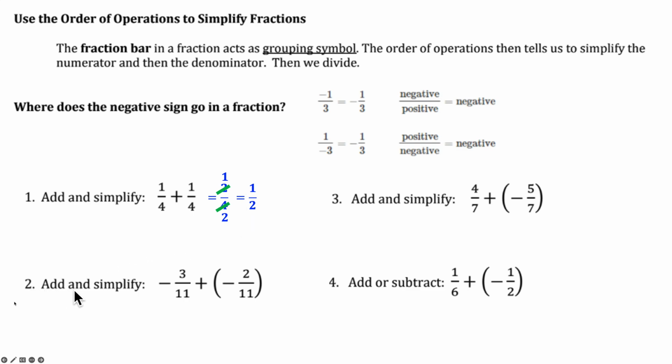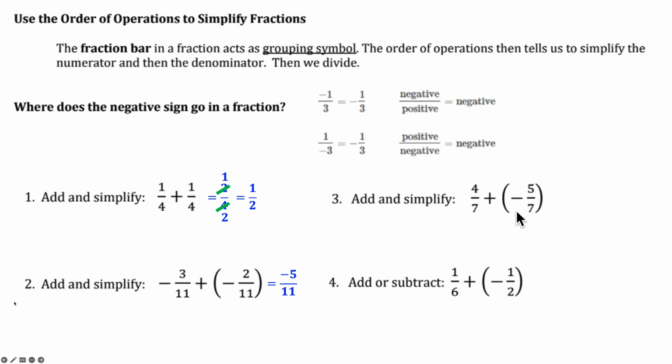Number 2, add and simplify. My denominators are both 11. Well, again, you can think of it either way. Fix the double signs. It's a minus. So 3 is bigger, keep the negative sign. The signs are the same, add them together. Negative 5 over 11.